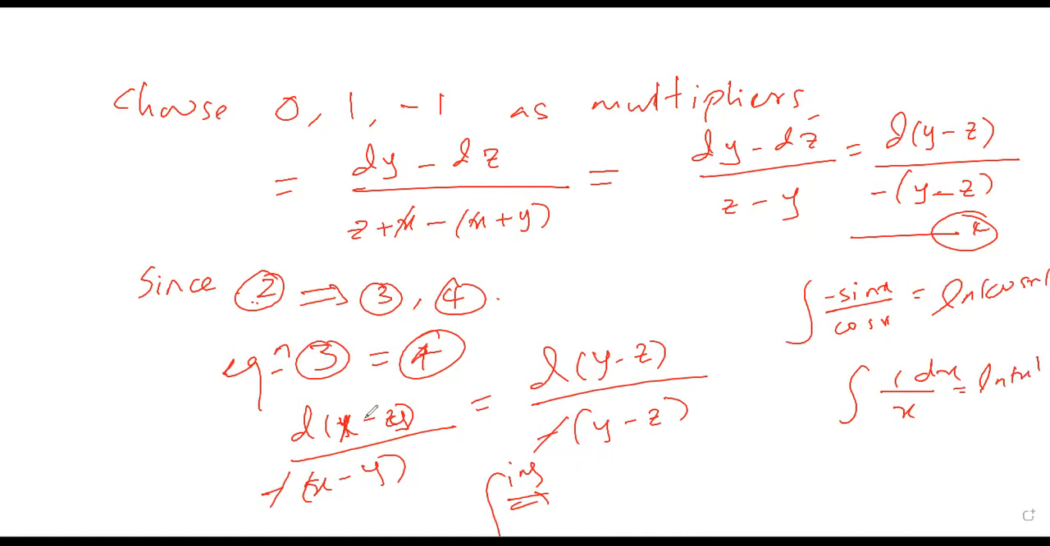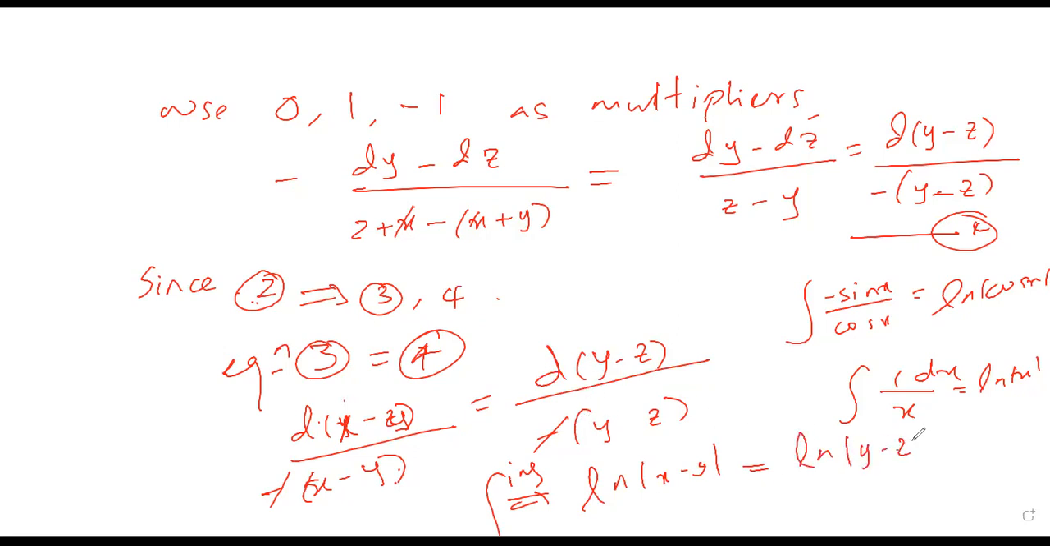Similarly, you can see this x minus y derivative there as a numerator, so you can put ln(x minus y). So this will be ln(x minus y), which is equal to, what about the other side? This will be ln(y minus z). You have to choose one arbitrary constant also, no? Because everything is ln, I can choose ln c1 also.